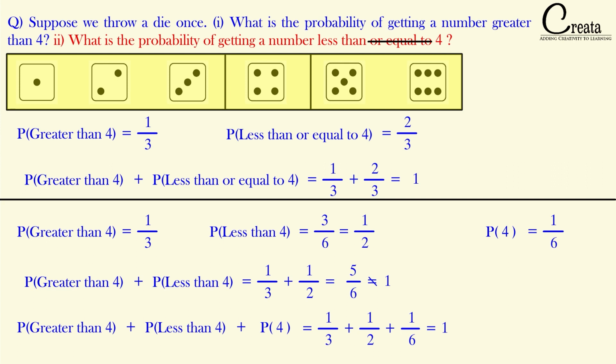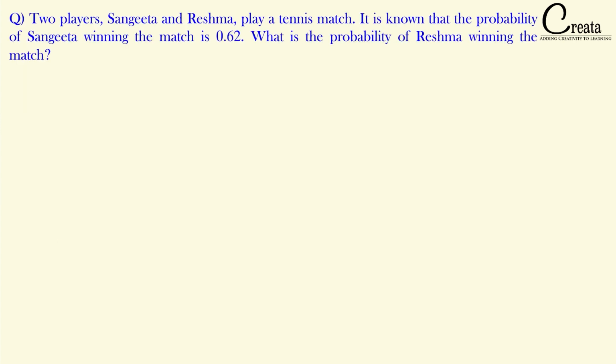Let's move to the next question. The question is, two players, Sangeeta and Reshma, play a tennis match. It is known that the probability of Sangeeta winning the match is 0.62. What is the probability of Reshma winning this match? Just pause the video and try to solve this question on your own. Then I will tell you how to solve this question.